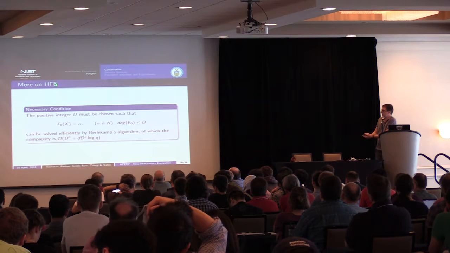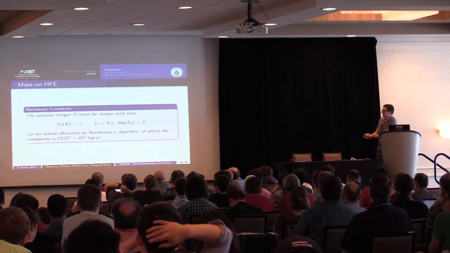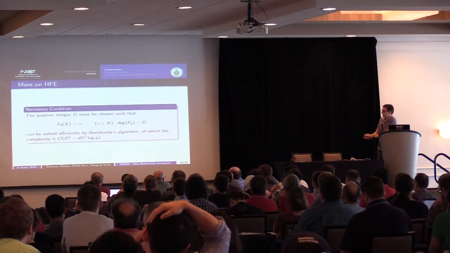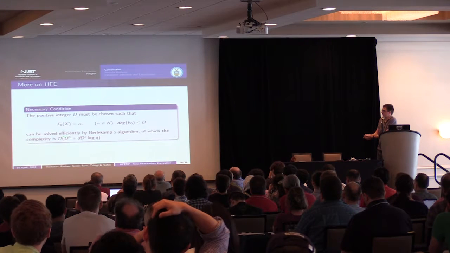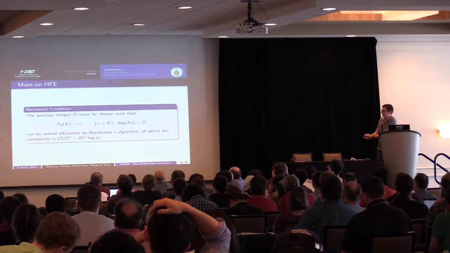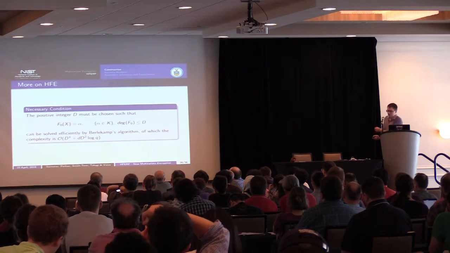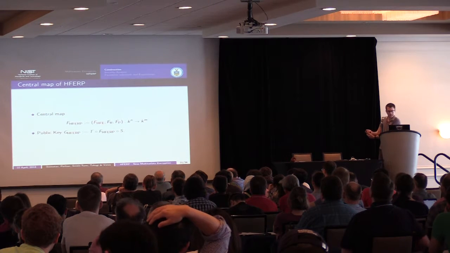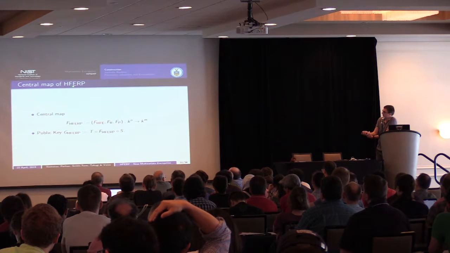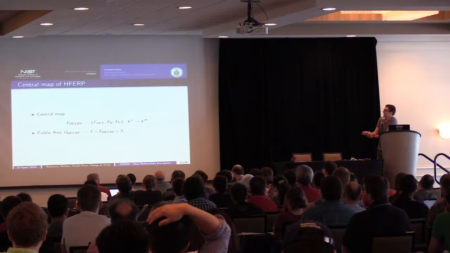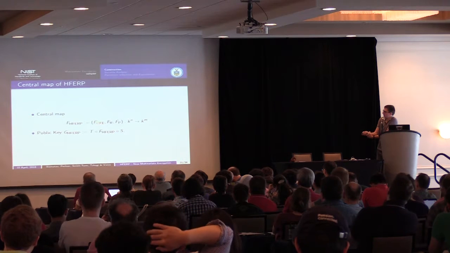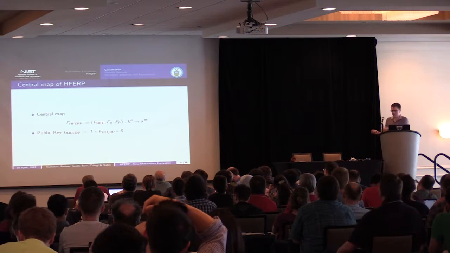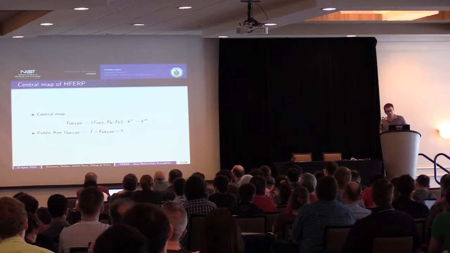It is a necessary condition for HFE that the positive integer d, the degree bound, is chosen so that this polynomial can be solved efficiently by Berlekamp's algorithm. It's a pretty tight restriction because Berlekamp's algorithm is roughly cubic in d. There are some other terms that can be dominant depending on your parameters. So for the central map of our construction, we constructed HFERP. It's the same construction as before, except we drop in HFE as a central map instead of the squaring map. The public key is generated exactly the same way.